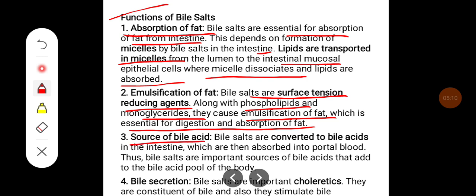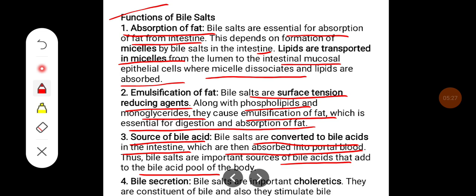They are the source of bile acid. Bile salts are converted into bile acids in the intestine, which are then absorbed into the portal blood. Thus, bile salts are important sources of bile acids that add to the bile acid pool of the body.